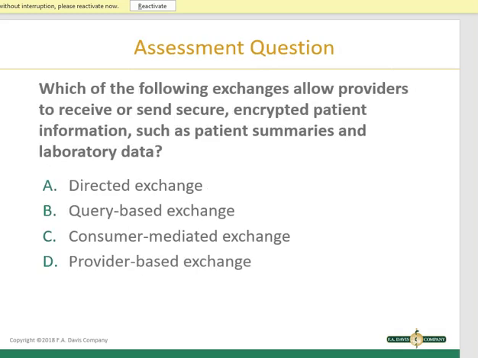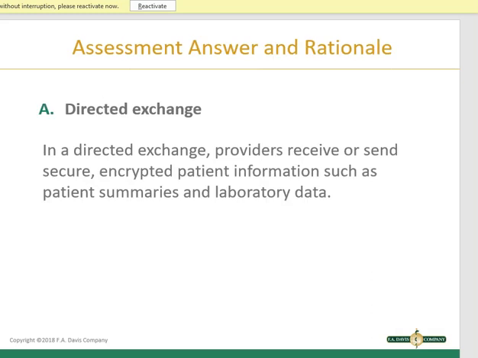All right, let's do another assessment question. Which of the following exchanges allows providers to receive or send secure encrypted patient information, such as patient summaries and laboratory data? All right, I think everybody got it. Directed exchange. In a directed exchange, providers receive or send secure encrypted patient information, such as patient summaries or laboratory data.